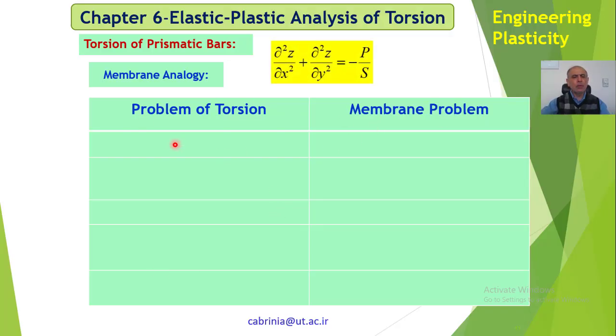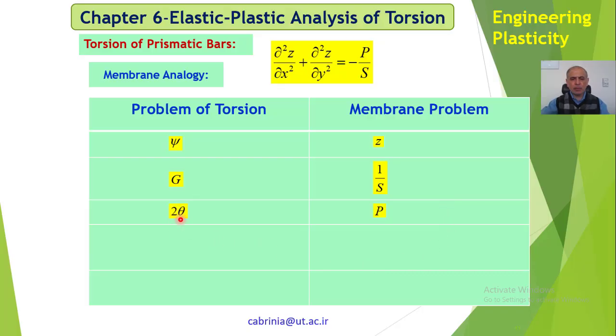Now here we are going to compare the two problems. That's torsion and that's membrane. We are going to compare them with each other. Analogy means comparison. So let's see. In the torsional problem, we had this function psi. Corresponding to this function psi in the membrane is z, as you can see. So in the torsion, instead of z, we had psi. And in the torsional problem, we had this modulus of rigidity. In here, we have 1 over S.